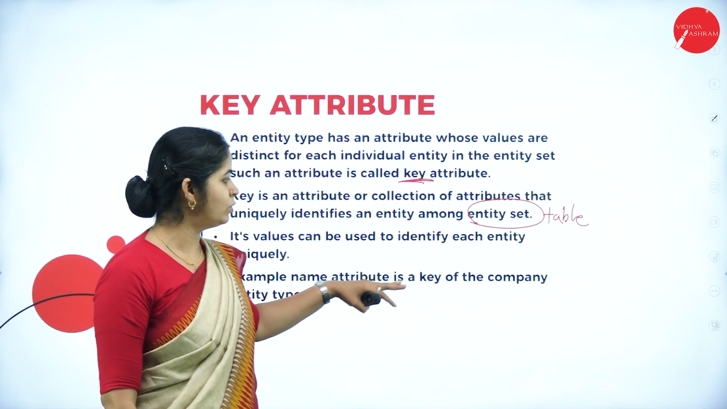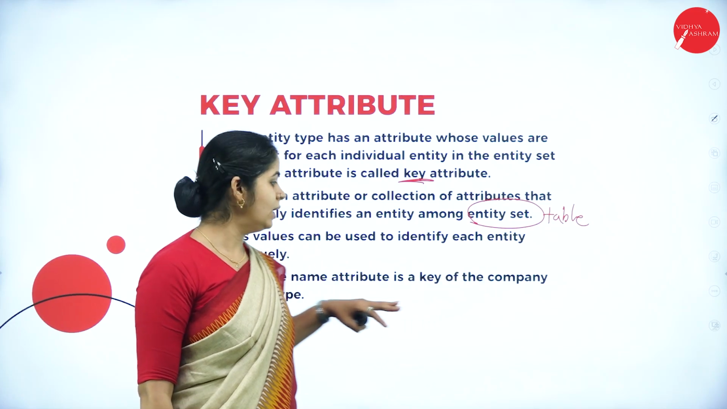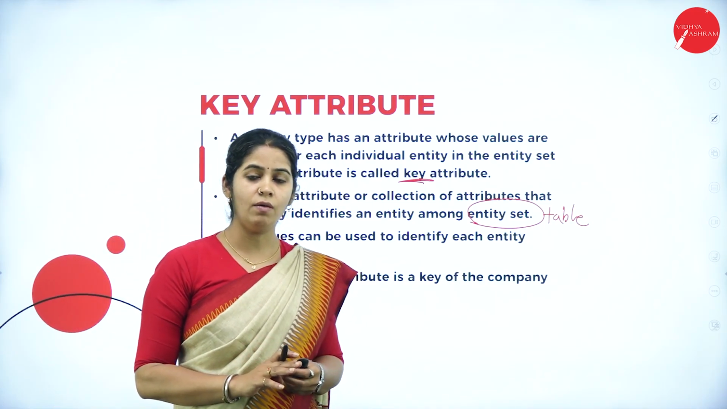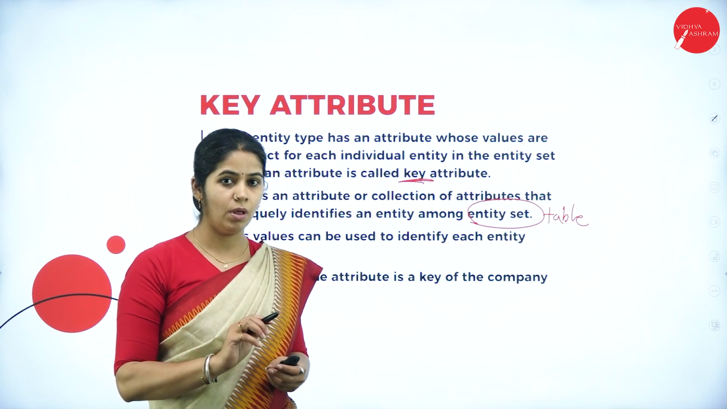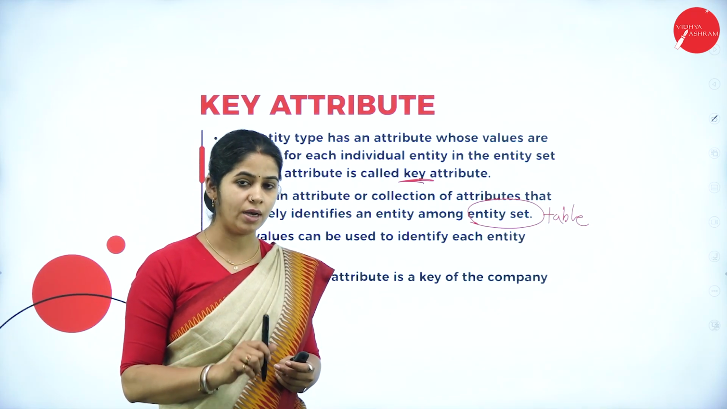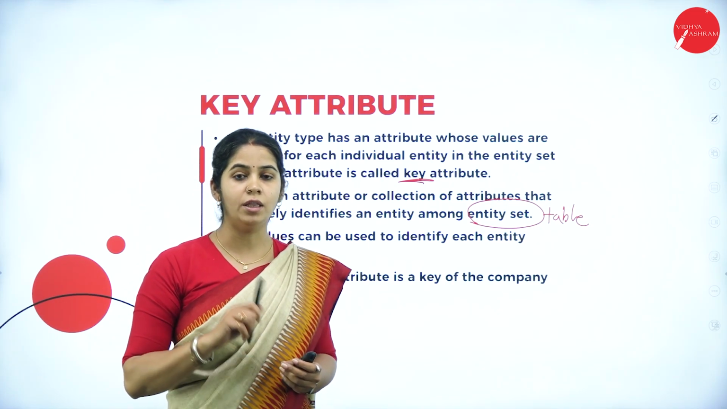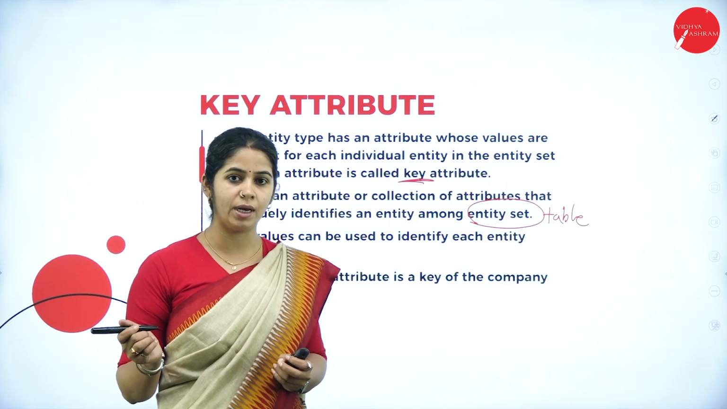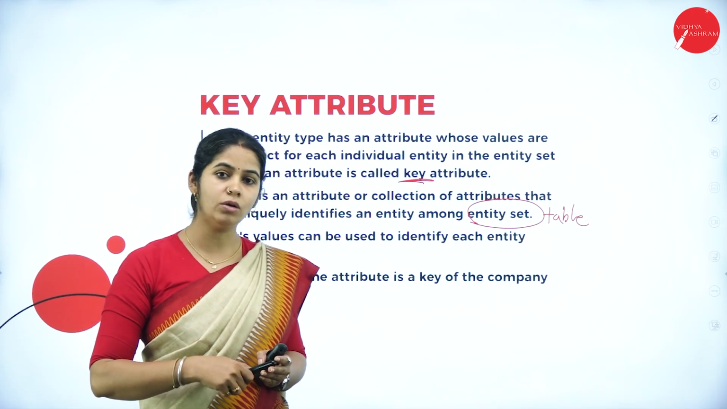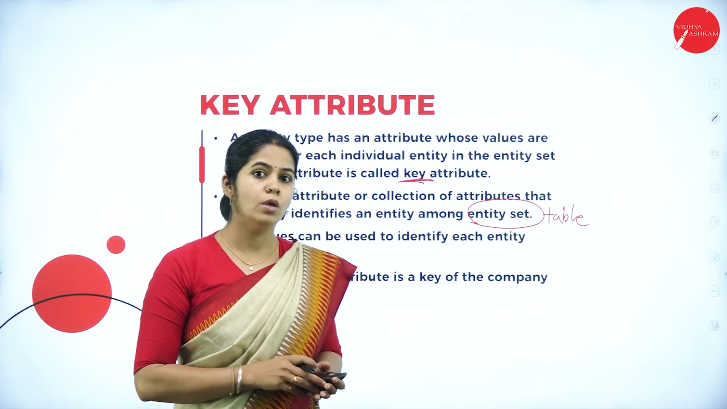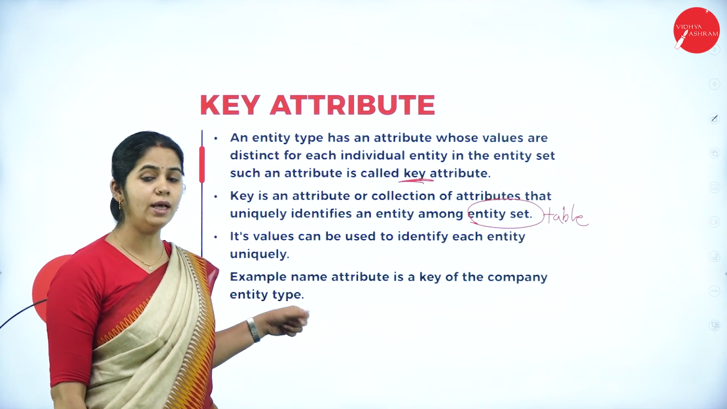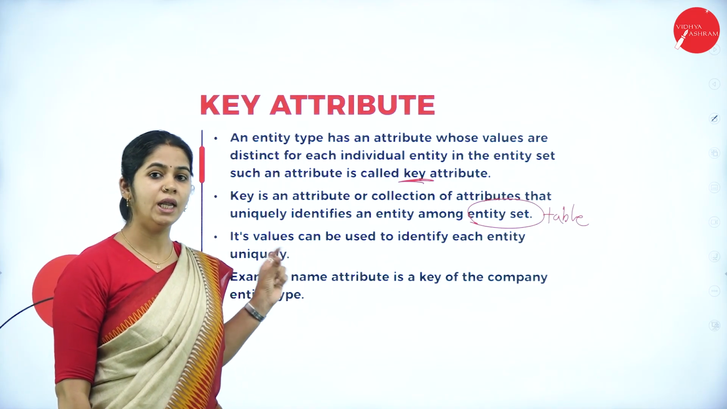Example: name attribute is a key attribute of the company entity type. A company should have only one name. It can have different franchises, but the company name should be one. If another person uses the same company name for his company, the first person can sue him, because he has all the copyrights of that particular name. So that is what we are saying: it is a key attribute for the company, that is, the company name.